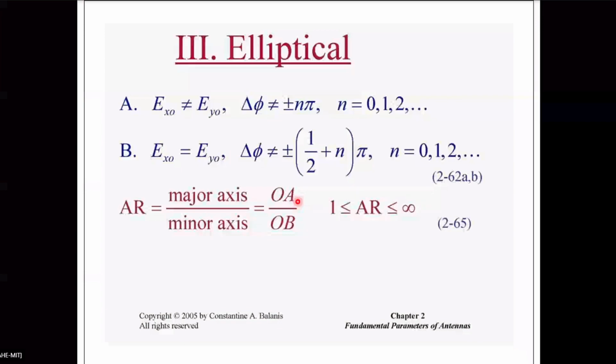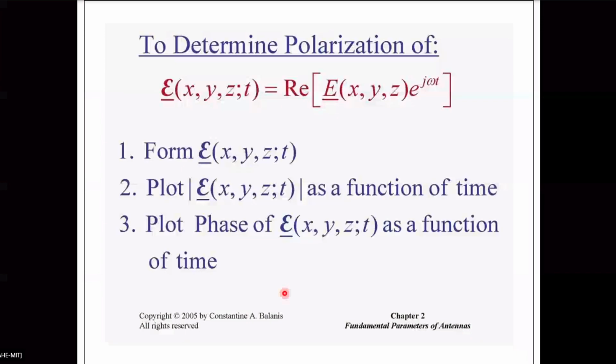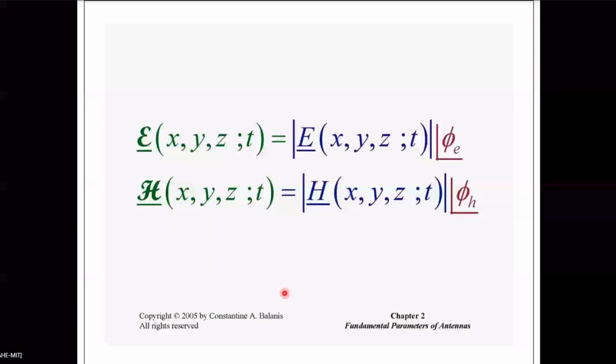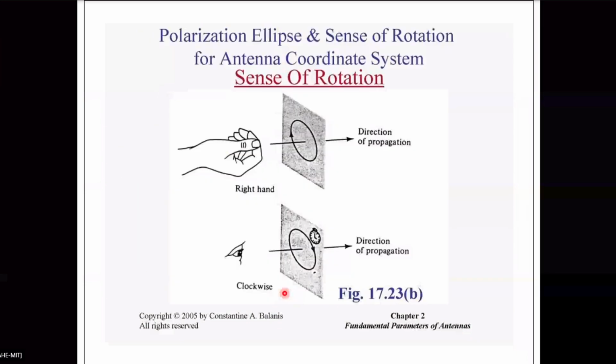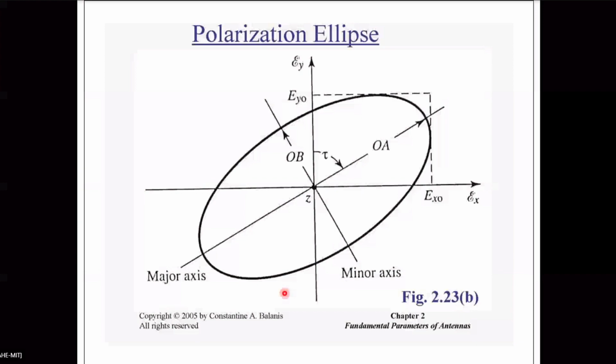So you have a minor axis and a major axis. We are not going to study this in much detail, it is not required. But I hope you understood what is polarization, what is meant by linear polarization, circular polarization and elliptical polarization. The trace of circular polarization is like this. The trace of elliptical polarization is like this, because Ex naught and Ey naught are not equal in magnitude.